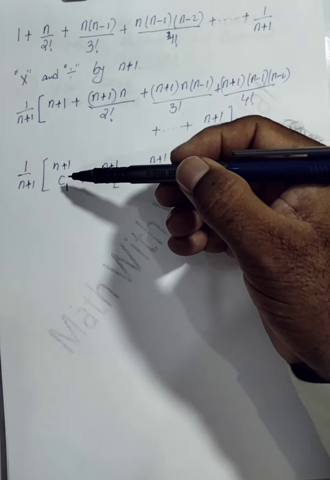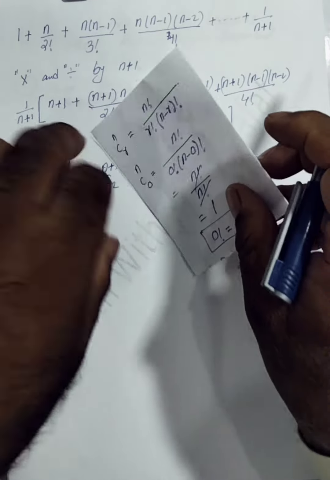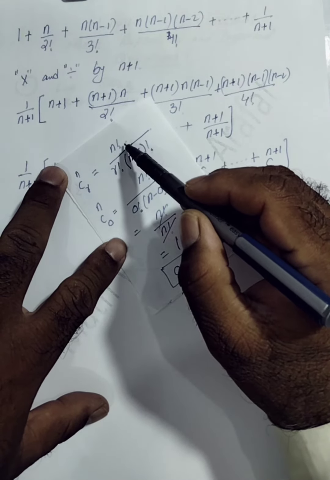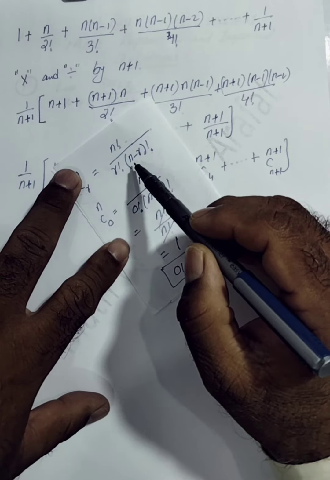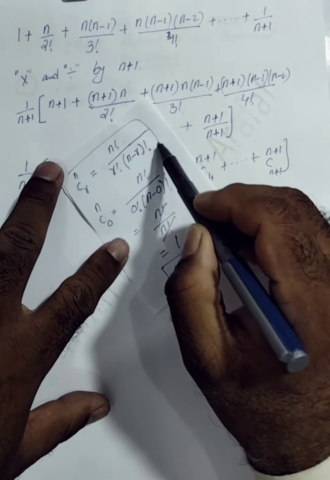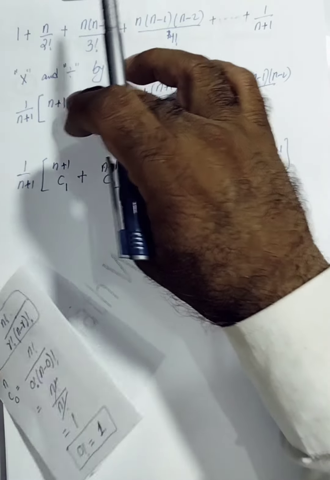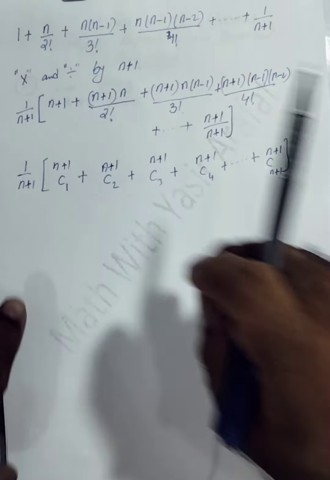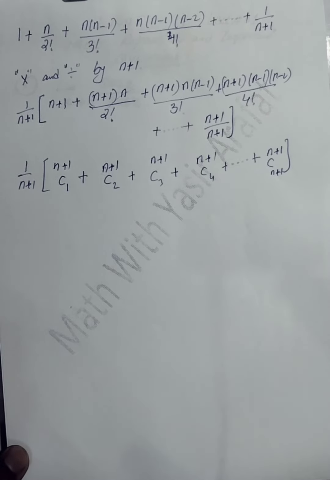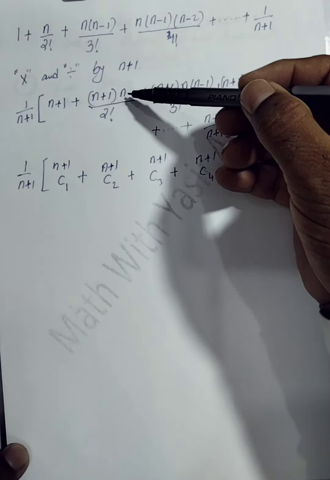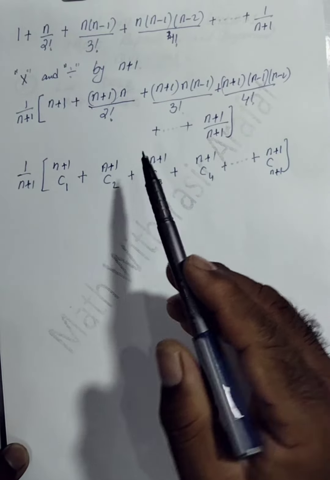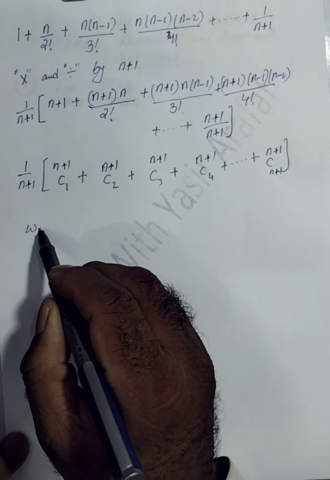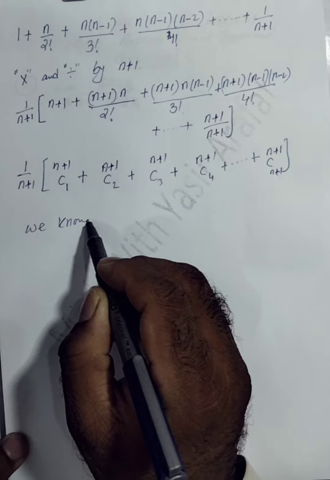If we apply the formula which we have discussed right now, n combination r equals n factorial divided by r factorial into n minus r factorial. When we apply this formula, it will be equal to n plus 1. So n plus 1 can be written as n plus 1 combination 1. And similarly, n plus 1 into n upon 2 factorial can be written in the form of n plus 1 combination 2. Here we know that now we have to use the binomial formula.